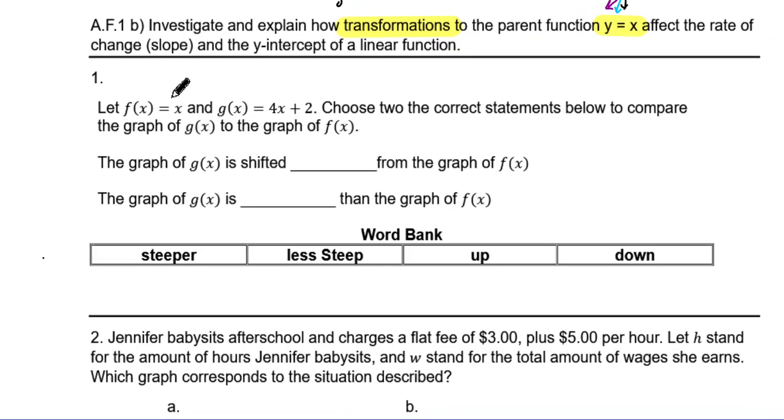We have let f of x equals x and g of x equals 4x plus 2. Choose the two correct statements below to compare the graph of g of x. So the g of x is shifted either up or down from the f of x. You can see that it is shifted up 2. Okay, we will look at this again using Desmos. But for now, I'll just say shifted up from the graph. I don't have to say 2, just up. And then it is steeper or less steep. I'm not too sure. Let's go ahead and graph it at this point.